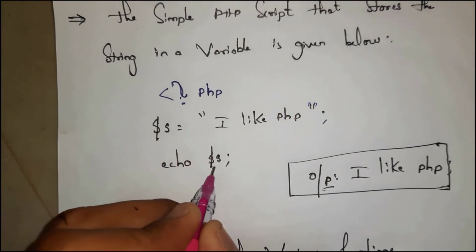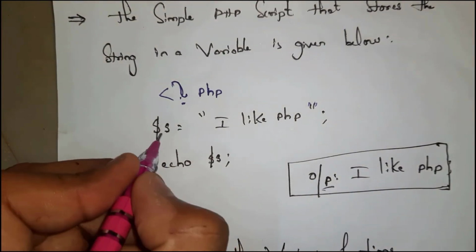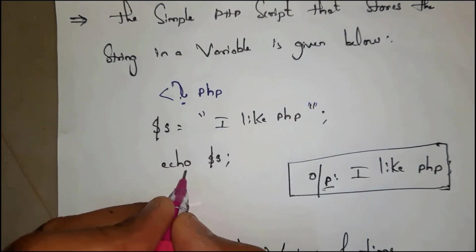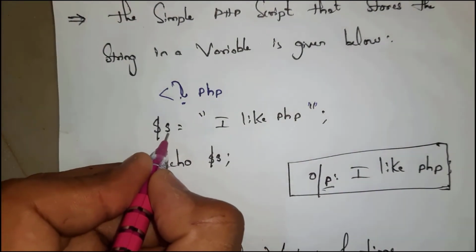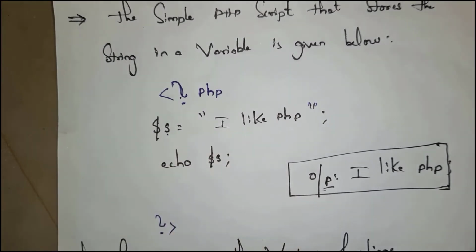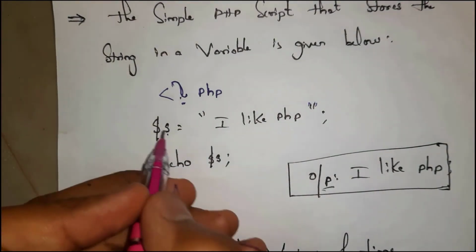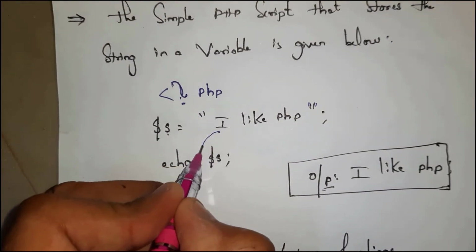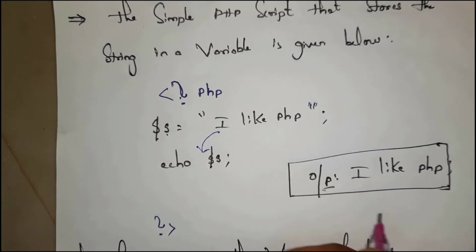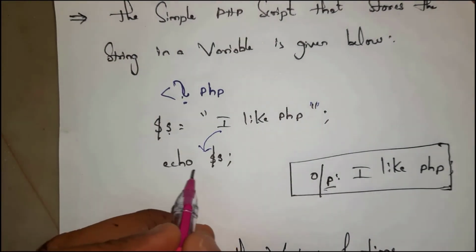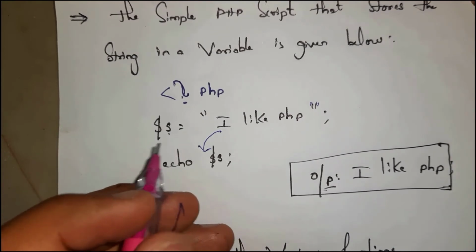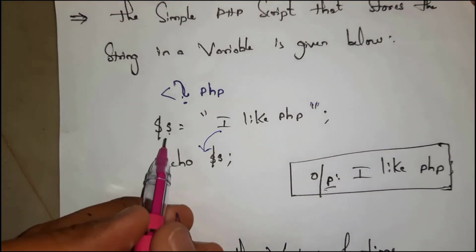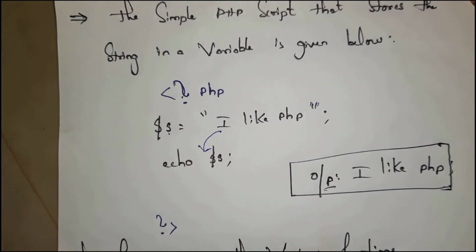Then echo $s. By this echo $s, it is going to take the value of $s, that is I like PHP, so the output is I like PHP.